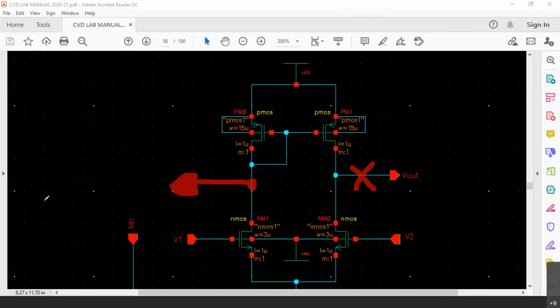Now my next question, if we take both outputs, then what is going to happen? We will have two inputs, we will have two outputs. Can we take it that way?